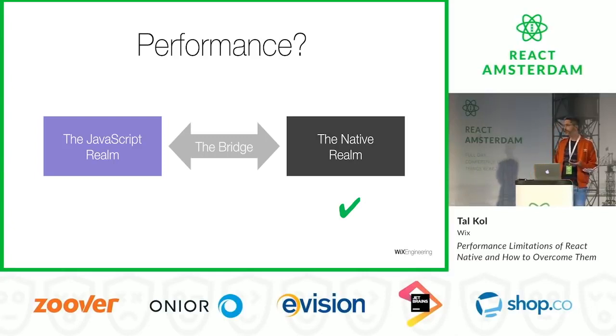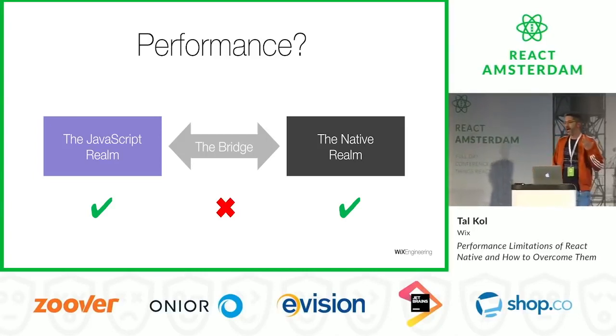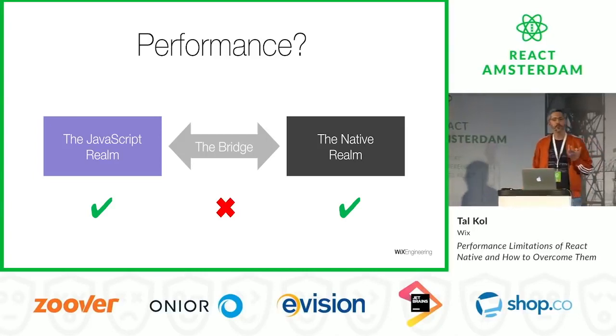Now what about JavaScript? Do we expect JavaScript code to be slower? Well, I think in modern JavaScript engines, the answer is no. JavaScript is a blazingly fast language, okay? Code that you write in JavaScript is not very much slower than code that you write anywhere else. So performance in the JavaScript realm is actually pretty good. So where is the problem? What about the bridge? Let's talk a little bit more about the bridge.